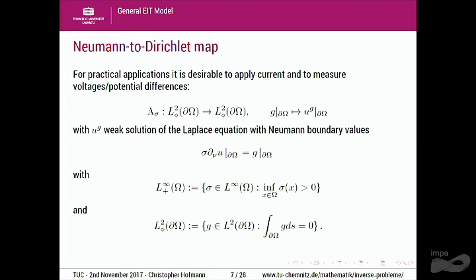A few conventions, as introduced by Bastian before: these diamond spaces are introduced and commonly used in the literature to overcome non-uniqueness of this Neumann boundary problem. And this is L infinity with a positivity constraint. So these conductivity functions have to live in this space.